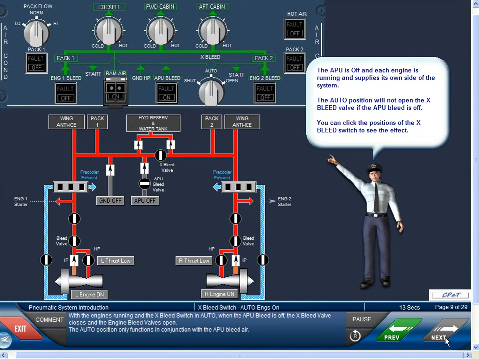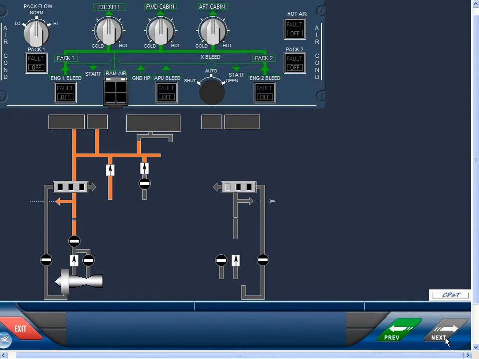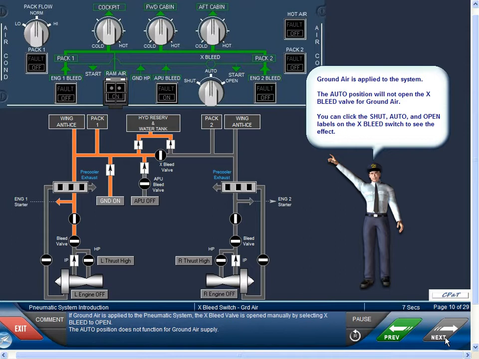With the engines running and the cross-bleed switch in auto, when the APU bleed is off, the cross-bleed valve closes and the engine bleed valves open. The auto position only functions in conjunction with the APU bleed air. If ground air is applied to the pneumatic system, the cross-bleed valve is opened manually by selecting cross-bleed to open. The auto position does not function for ground air supply.